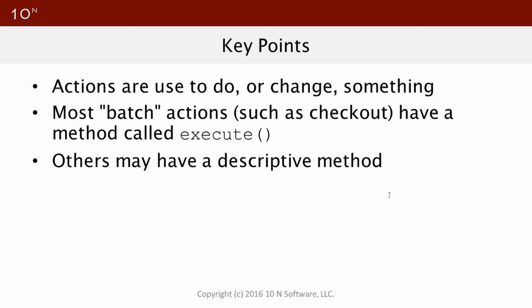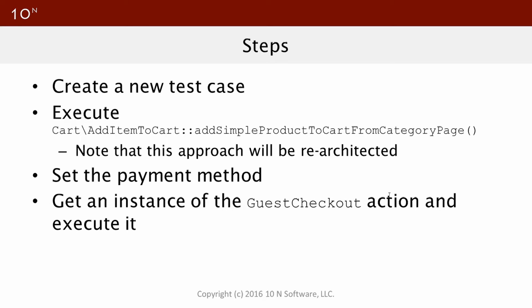Actions are usually used to do, which also means change something in the system. Adding to cart, checking off a button, clicking a submit button are all examples of what an action is. Most batch actions, such as the checkout, which we saw, have a method called execute, but others may have a more descriptive method, as we saw with the add to cart. Here are the steps for exercise number 7.